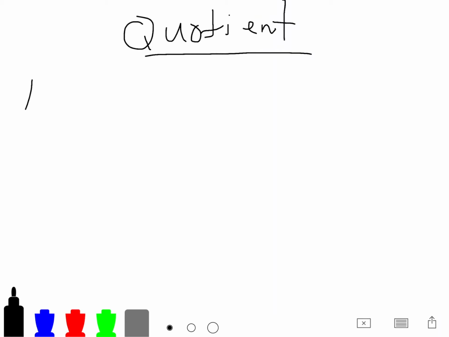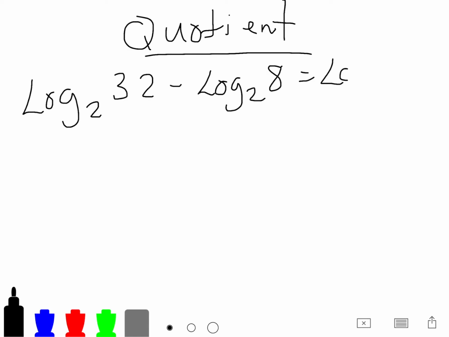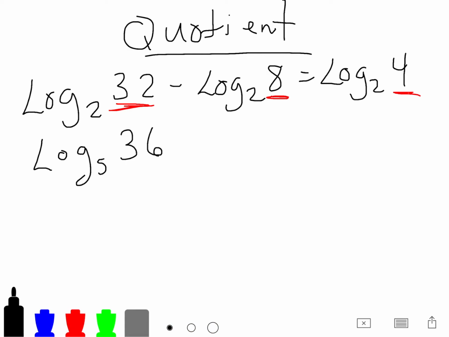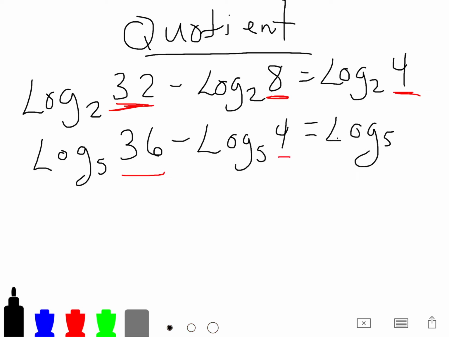Alright, quotient. Log base 2 of 32 minus log base 2 of 8 equals log base 2 of 4. So 32 and 8 are my prime here, right? And subtraction means you use the division property. So 32 divided by 8 is 4. Log base 5 of 36 minus log base 5 of 4. And again, if I had 36 divided by 4, I'm going to get 9. So this would be log base 5 of 9.